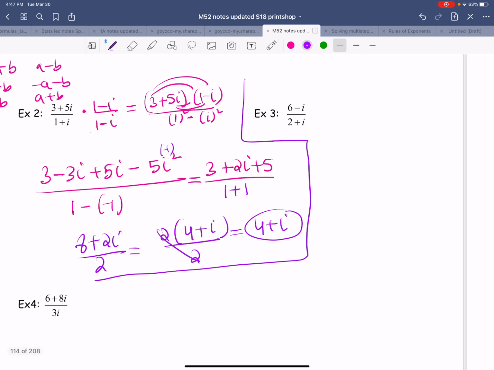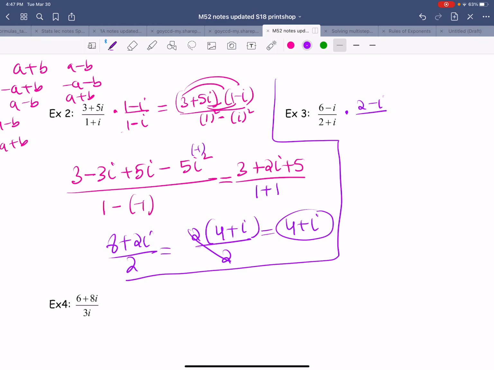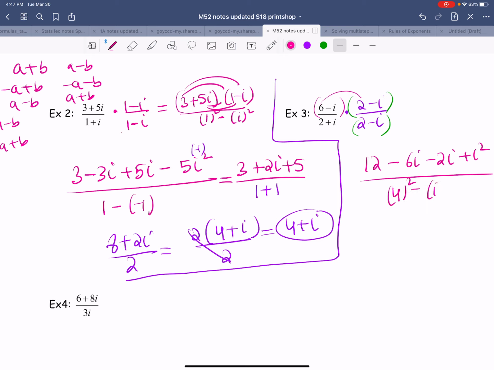All right, 6 minus i over 2 plus i turns out to be multiply numerator and denominator with the conjugate. Let's go ahead and FOIL the tops, FOIL the bottoms, and see where we end up. 6 minus i, 6 times 2 is 12, minus 6i minus 2i plus i squared over a squared minus b squared, which is 4 squared minus i squared. So let's go ahead and replace all the i squared. We know i squared is equal to negative 1. We have seen the powers of i because i is equal to square root of negative 1. If you go ahead and square both sides, i squared turns out to be negative 1.